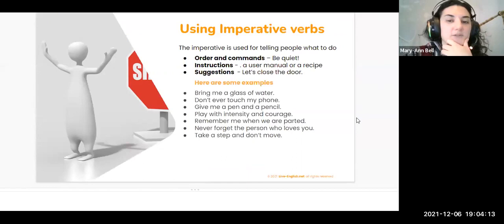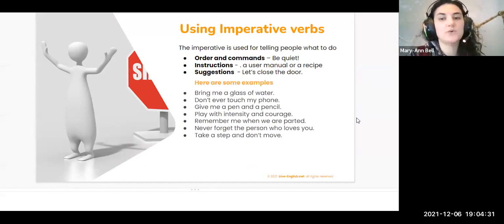So that's sort of the main use of it, but there are some other uses, or not really other uses, because they're essentially all instructions, orders, but there are sort of different variations. Okay, so it's basically telling people what to do. So, as we said, you've got orders and commands, which is kind of, you could say, the strongest form of the imperative. So be quiet, sit down, shut up. It can make you sound quite strong.